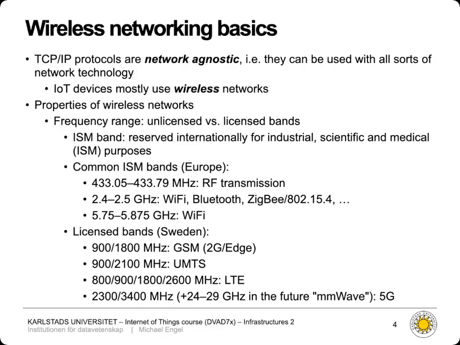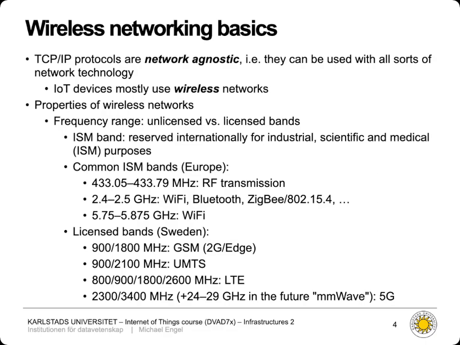As IoT devices mostly use wireless networks, we're going to concentrate on wireless networks for now. Wireless networks have a number of different properties. These are important for assessing typical characteristics like how many stations you can realistically run in a single network, which latencies and which data throughput you get, and whether there is an opportunity for disturbances in your communication because somebody else is also using the frequency range. So the frequency range is one of the important properties.